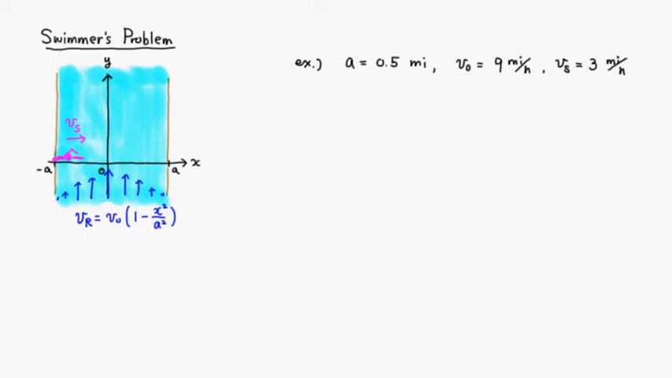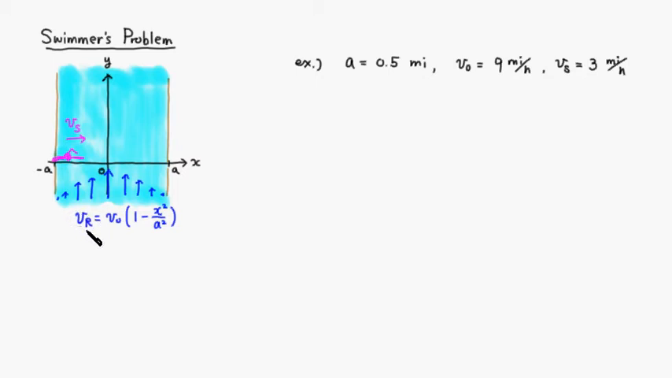Okay, let's look at the swimmer's problem. Right, so here's the situation. Here's the river, and the swimmer is trying to swim straight to the right from one end of the river to the other end. Then the velocity of the current is given by this equation.